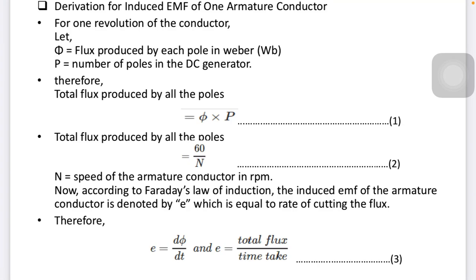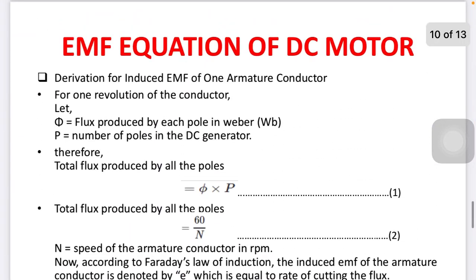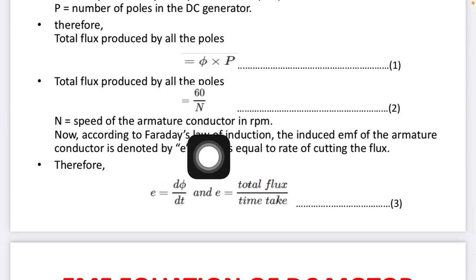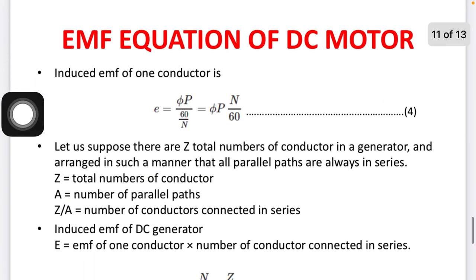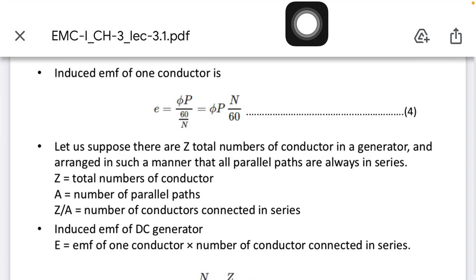Now according to Faraday's law of electromagnetic induction, we denote E, which is the EMF generated when flux is cut by the conductor, with respect to time. So E is equal to d phi by dt. E is the total flux divided by the time taken. Here d phi is replaced by equation number 1, that is P phi, and dt is replaced by 60 by N, the time period. So flux P phi divided by 60 by N, and N goes to the upper side, so E is equal to P phi N divided by 60, that is equation number 4.